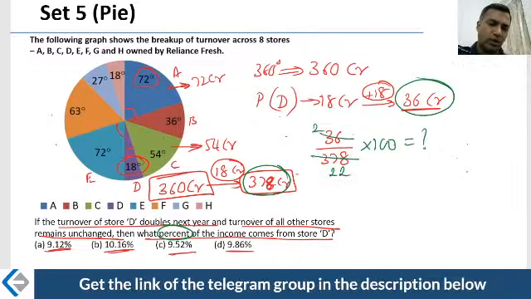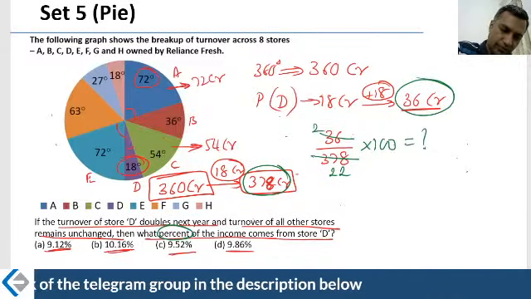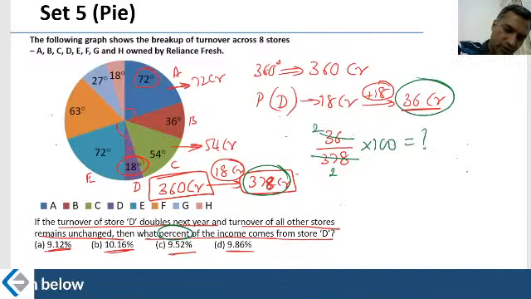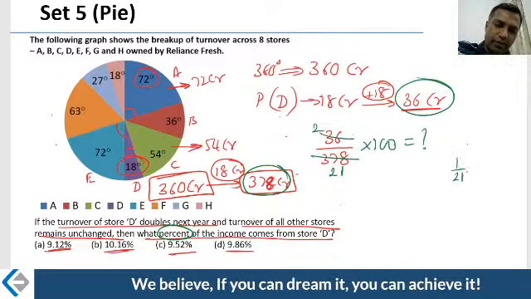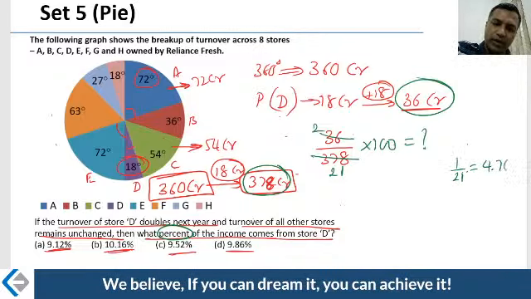So 18 two times is 36, which is store D, and then 18 twenty-one times is 378. So it is 2 divided by 21. We all know the value of 1 divided by 21. 1 divided by 21 is 4.76%.